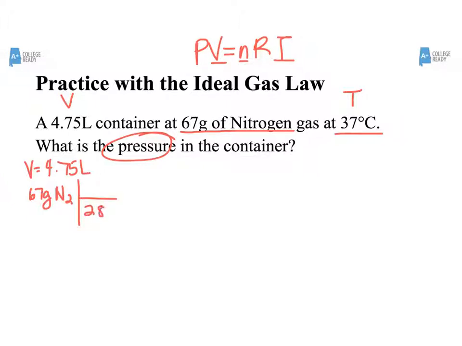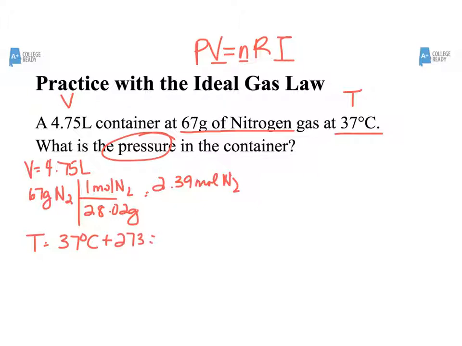There are 28.02 grams in a mole of nitrogen because this is a diatomic gas. And that's going to give us 2.39 moles of our nitrogen. Then our last one is temperature, and the temperature is 37 degrees Celsius. That is Celsius, so we need to convert it to Kelvin by adding 273, and that gives us a total of 310 Kelvin.